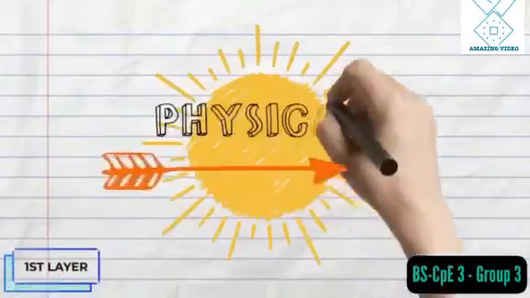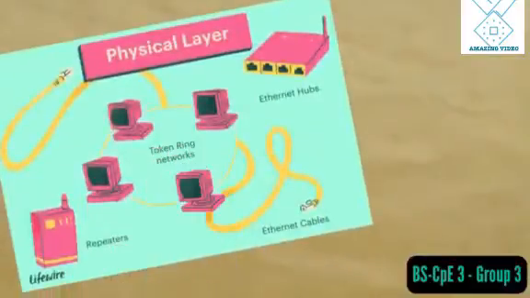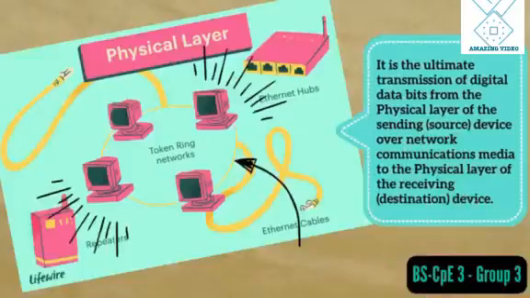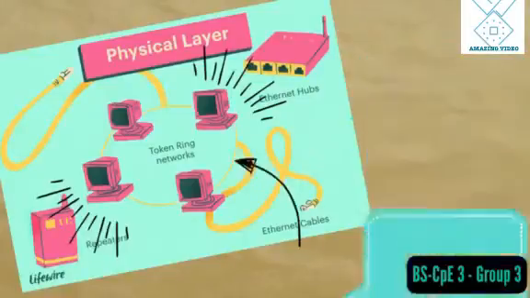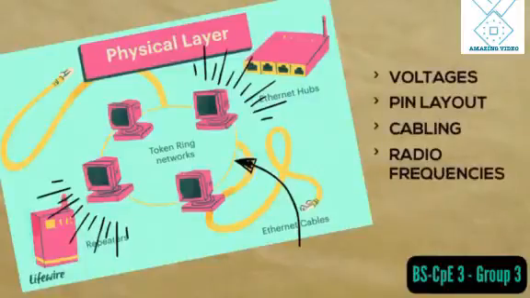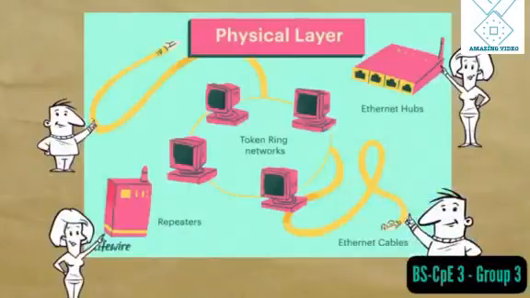The first layer of the OSI model is the physical layer. The physical layer of the OSI model is responsible for the ultimate transmission of digital data bits from the physical layer of the sending source device over network communications media to the physical layer of the receiving destination device. It can include specifications such as voltages, pin layout, cabling, and radio frequencies. At the physical layer, one might find physical resources such as network hubs, cabling, repeaters, network adapters, or modems.